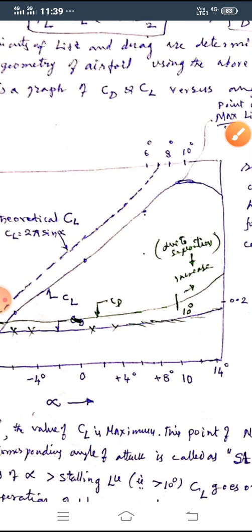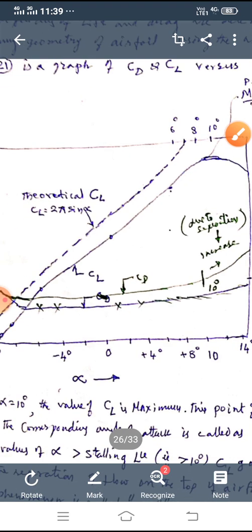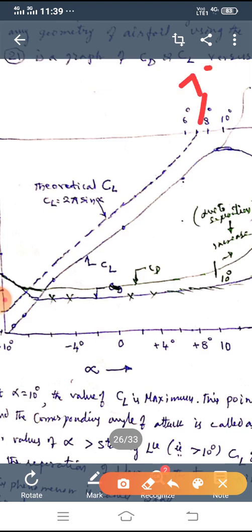Here you can see 2 pi sin alpha. 2 pi sin alpha is the theoretical CL. We can observe from this figure the theoretical curve and the practical curve for CL for various values of angle of attack. They resemble each other up to 7 degrees. Up to alpha equal to 7 degrees there is no change. Both are in the form of a streamline curve.